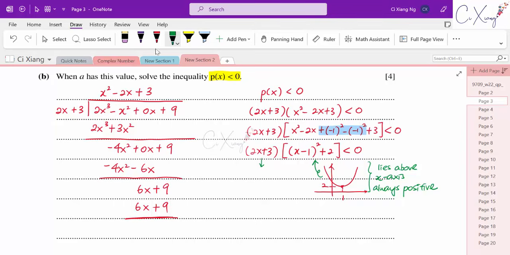Alright, which means I must ensure that my 2x plus 3 is always negative, so it will be smaller than 0. And from here, you know that if your x is smaller than negative 3 over 2, then you'll get a polynomial that gives you a negative value. Alright, so this is how we solve this question, inequality for p(x) smaller than 0.